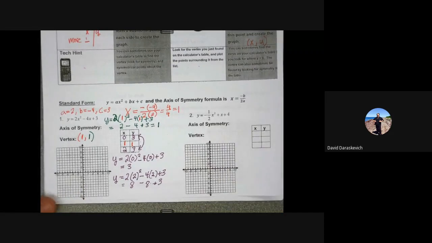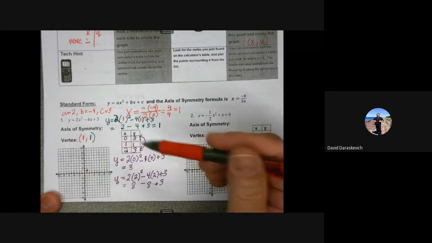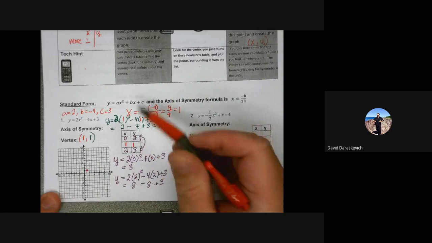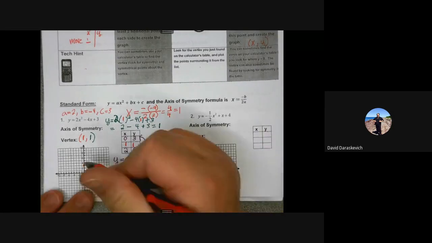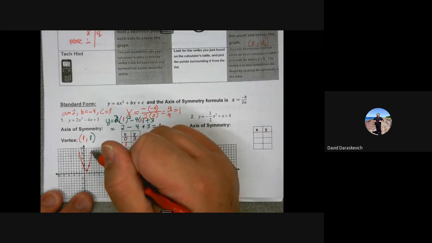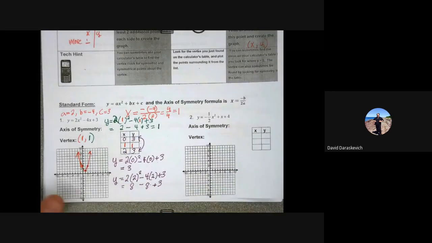All right, let's plot these and graph them. Vertex, 1, 1. 0, 3. And 2, 3. So here's my parabola. Oops, this should be a little more rounded.